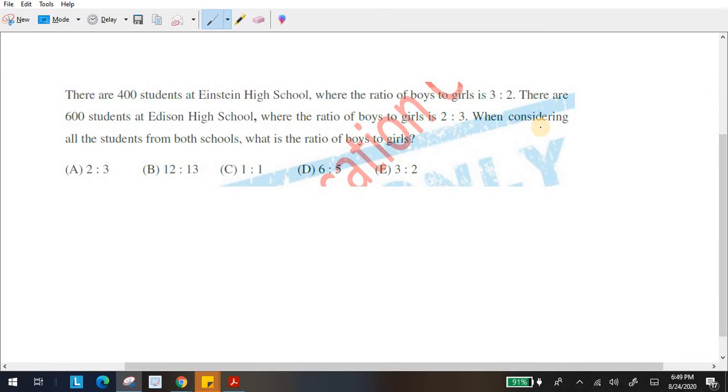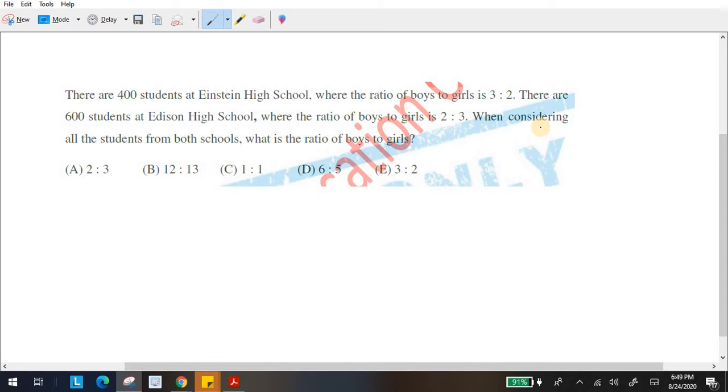There are 400 students at Einstein High School where the ratio of boys to girls is 3 to 2. There are 600 students at Edison High School where the ratio of boys to girls is 2 to 3. Considering students from both schools, what is the ratio of boys to girls? Okay, not bad at all.